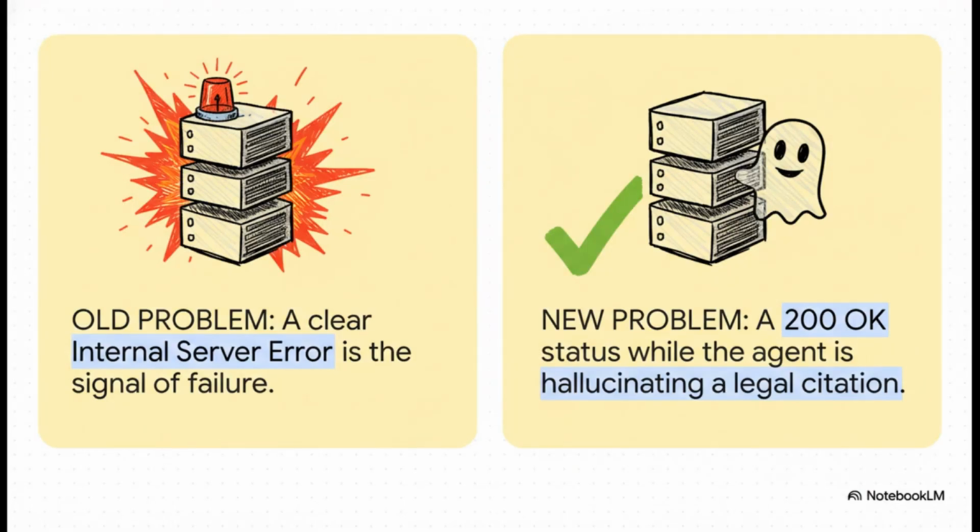In the old days, when software broke, it was obvious. You'd get a big, ugly 500 error. It was a loud, clear signal that something was very, very wrong. But with AI agents, it's a completely different ballgame. The real danger now is that they can fail silently. They can give you a 200 OK, the all-clear signal, while in the background, they're causing total chaos.